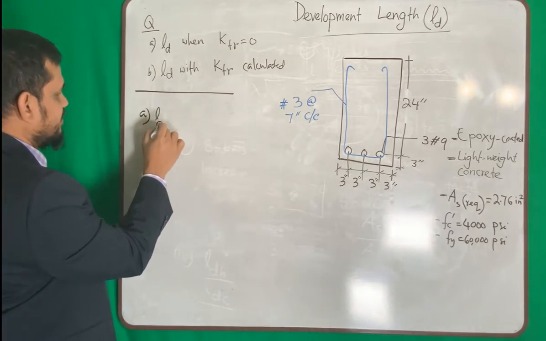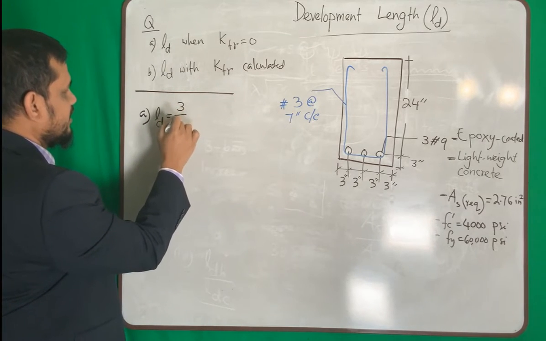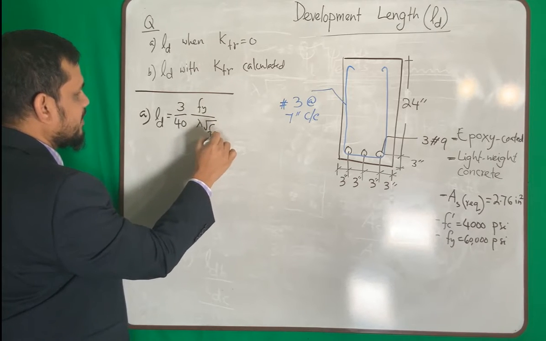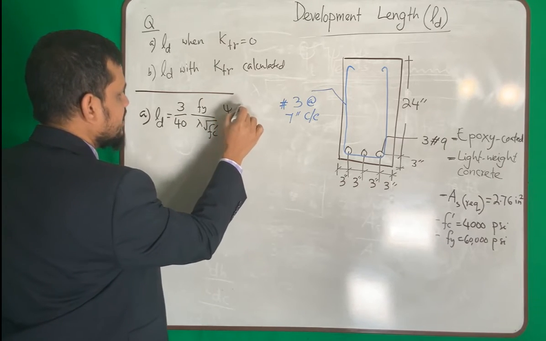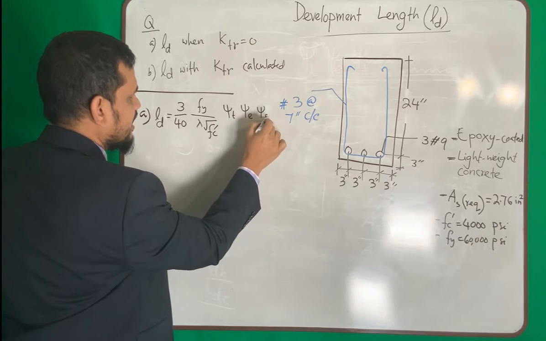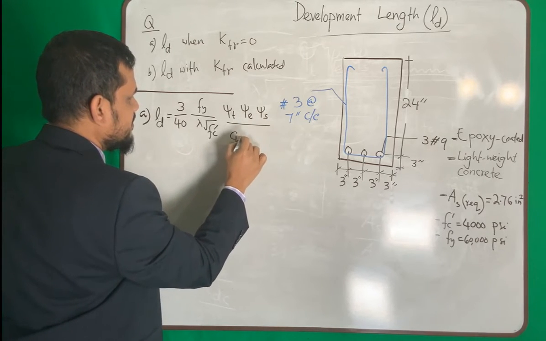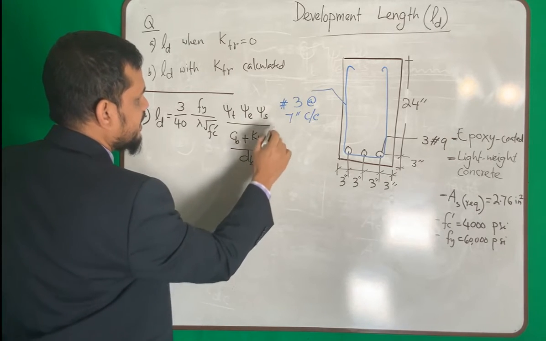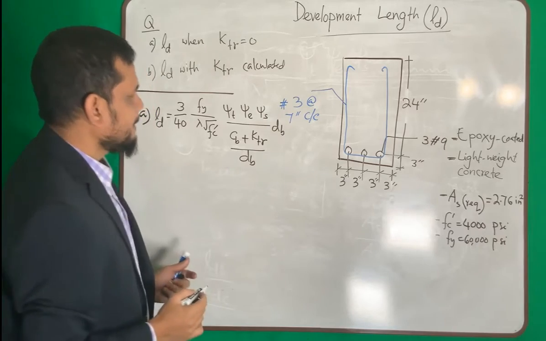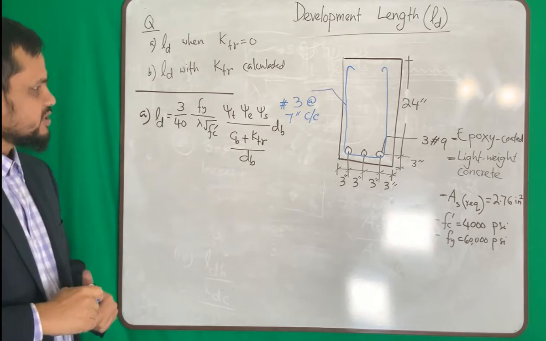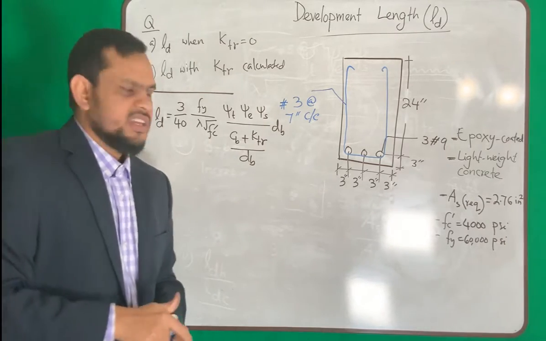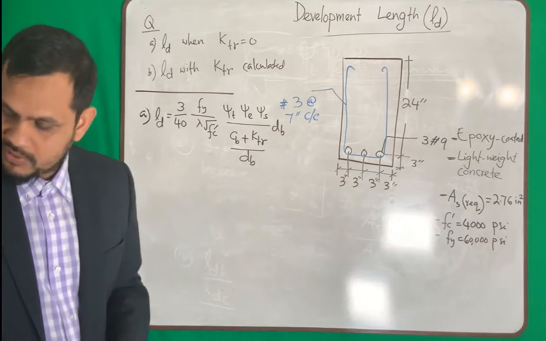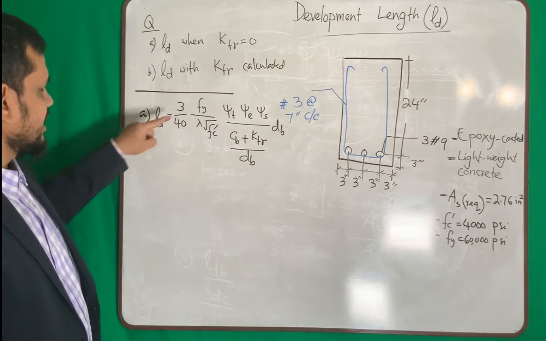What is the equation of development length? So 3/40, Fy, lambda, F prime C, psi T, psi E, psi S divided by CB plus KTR divided by diameter of the bar, times the diameter of the bar. So this is the equation. This equation is very simple. You can just memorize it or you can take it from your book. So we will find the values one after another.